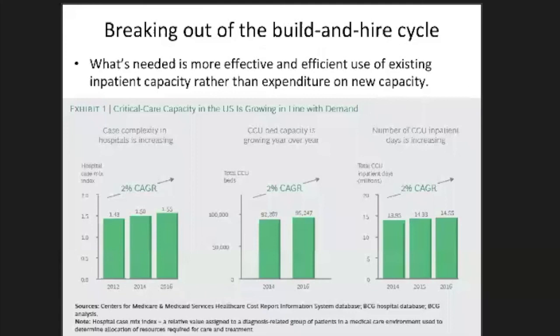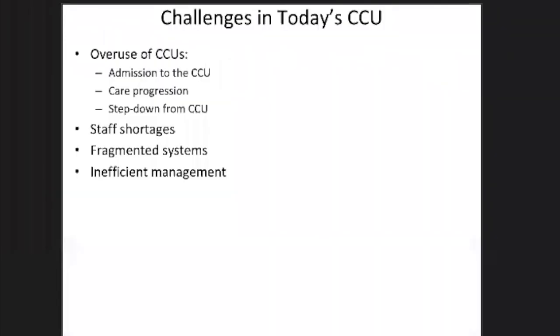In fact, with critical care units, it appears that in the US, the capacity actually is quite a lot as against many other developed nations. And what's really needed is to effectively and efficiently use the existing capacity rather than building more. And the challenges that we are facing in critical care units today are mainly overuse of these CCUs. Many times the non-critical care patients are also put in critical care units, and therefore the capacity gets blocked.